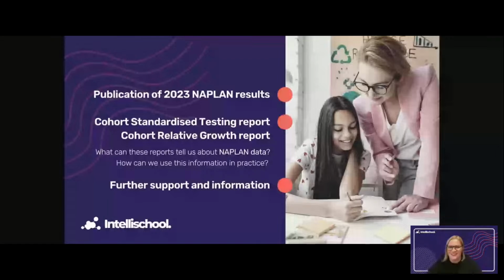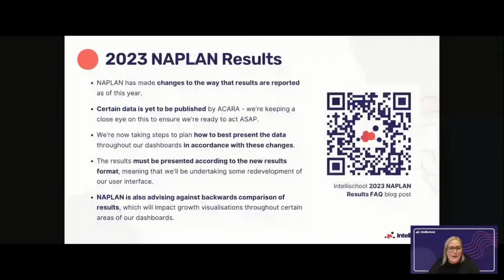First things first, let's have a chat about what to expect with your 2023 NAPLAN results throughout your Intellischool dashboard. So I'm sure it's no secret at this point to any of you that changes have been made to the way that NAPLAN results are reported as of this year. We are still waiting for certain data to be published by ACARA. And of course, as you can imagine, we're keeping an eye on this very closely so that when it is available, we're ready to act as soon as possible.